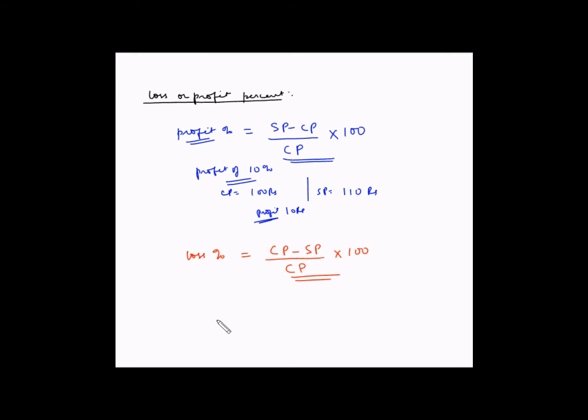Now if somebody says that he has made a loss of 5%, what this means is that if the cost price was 100 rupees, then the selling price is 5% less than the cost price. So loss is 5%, so 5% of the cost price, which is 5 rupees, is the loss, and hence the selling price will be equal to the cost price minus the loss, which will be 100 minus 5, which is 95 rupees.